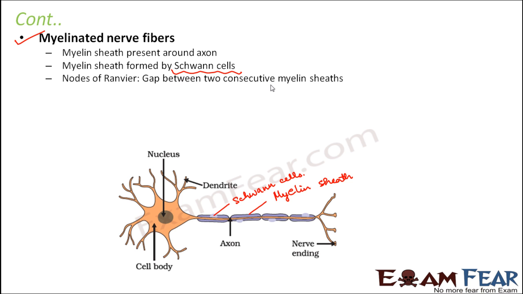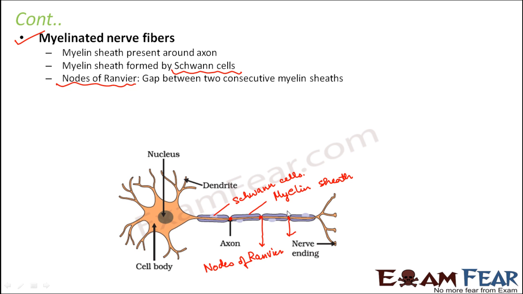Now, there is a gap between two consecutive myelin sheaths, and that gap is known as the node of Ranvier. So here you can see these are the gaps. Here is a gap, here is a gap, and these gaps are known as nodes of Ranvier. They are like nodes, right? Each point is like a node, and they are called nodes of Ranvier. So these are some of the important parts or important structures as far as myelinated nerve fiber is concerned.